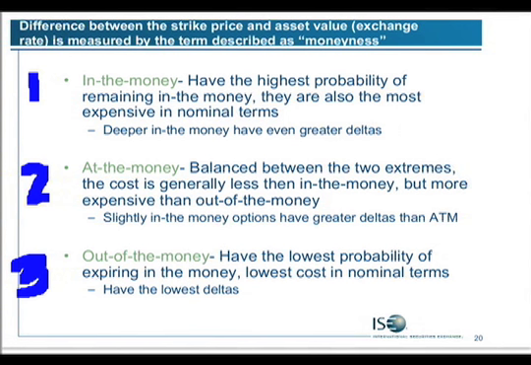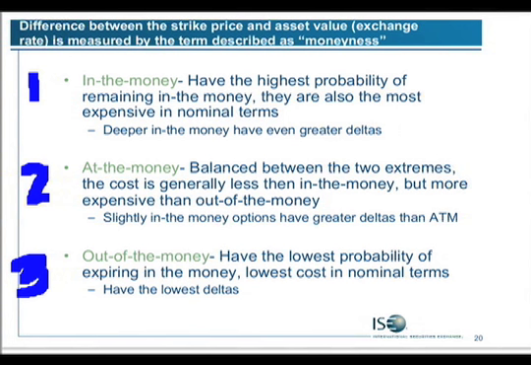The in-the-money options have the highest probability of remaining in the money. They're most expensive in nominal terms. So deeper in the money options are going to have higher deltas. At the money options are balanced between the two extremes, so the cost is generally less than in the money. I would say the cost is always less than the in the money, because the in the money is going to cost more, but more expensive than out of the money. Slightly in the money options have greater deltas than at the money options.